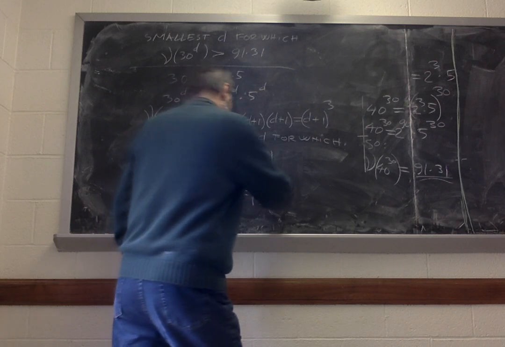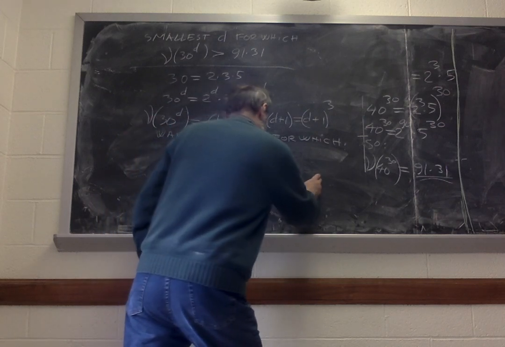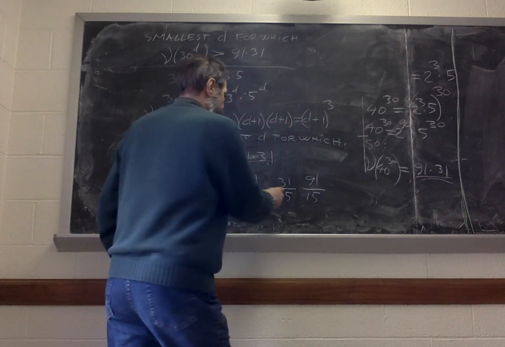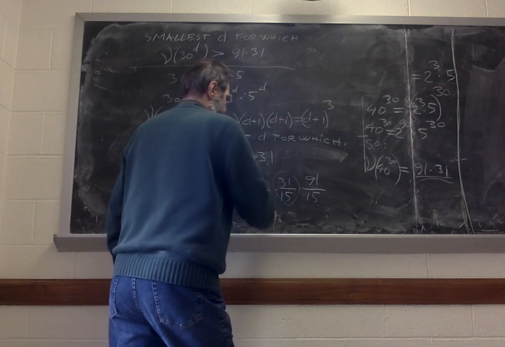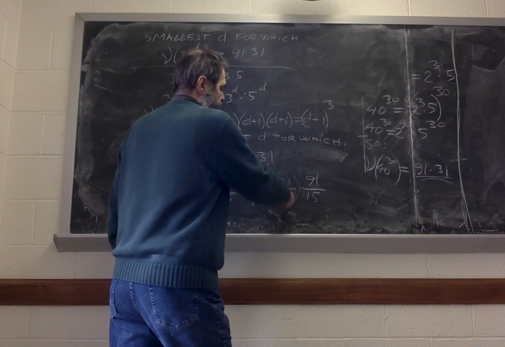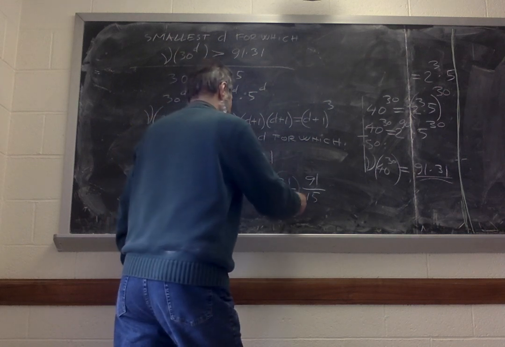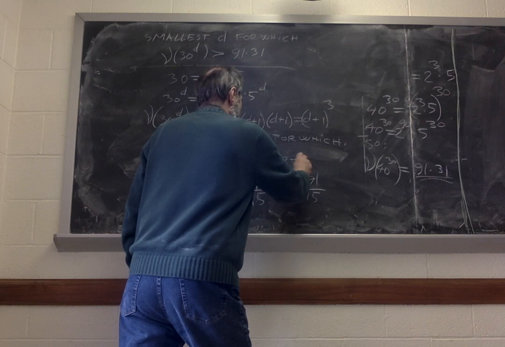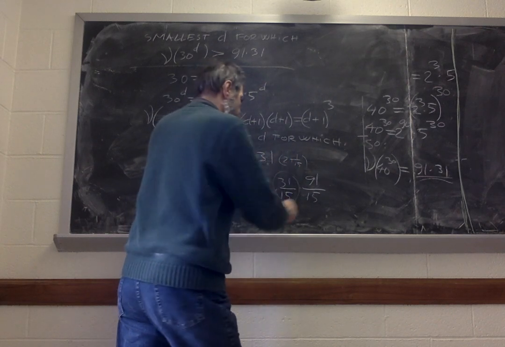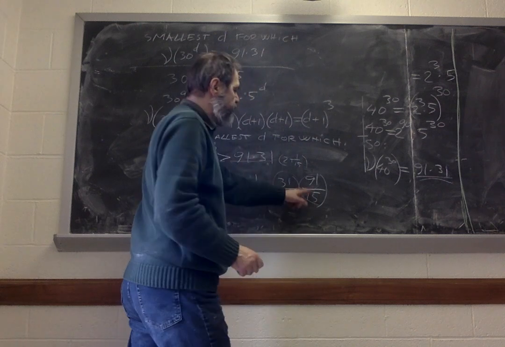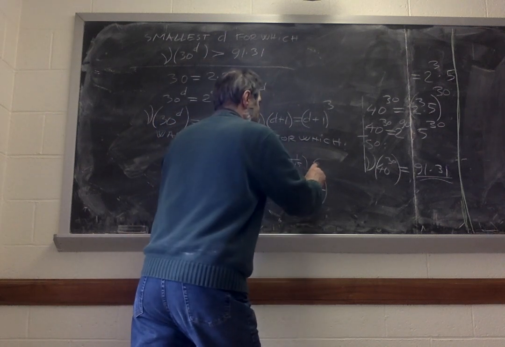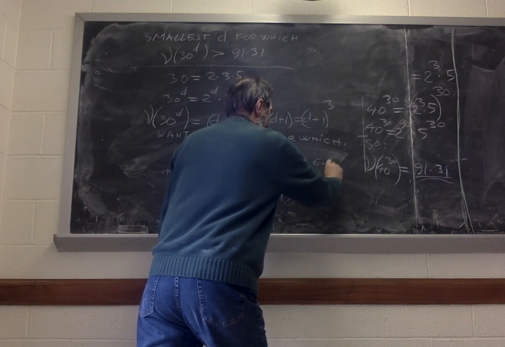Okay, 31 over 15, 91 over 15. And now what I'm saying is that this number is 2 plus 1 over 15, actually. 2 plus 1 over 15, pretty small. So it's a bit more than 2. This one is 6. 6 times 15 is 90. 6 plus 1 over 15.